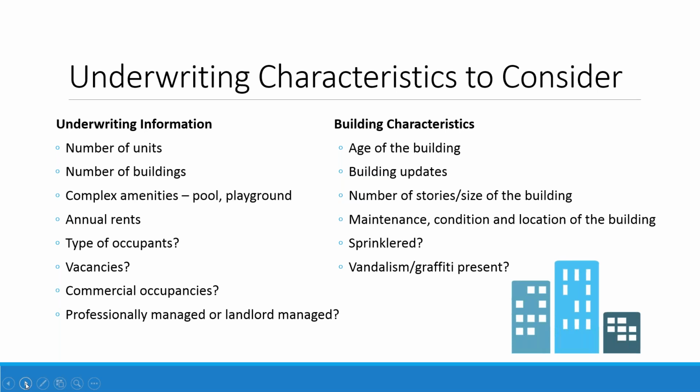We need the square footage of the building, because that will come into calculating the building limit. And then, as I had already mentioned, the condition of the building itself, where it's located, how proactive they are with maintaining the building and the property, and whether the building is sprinklered or not. That does play a role, because some carriers do offer a sprinkler credit, so that's important information to know. And then as I said about the condition of the building, is there vandalism or graffiti on the building?